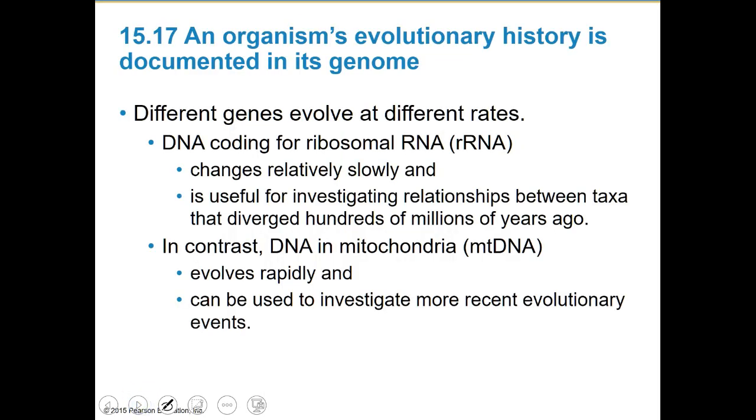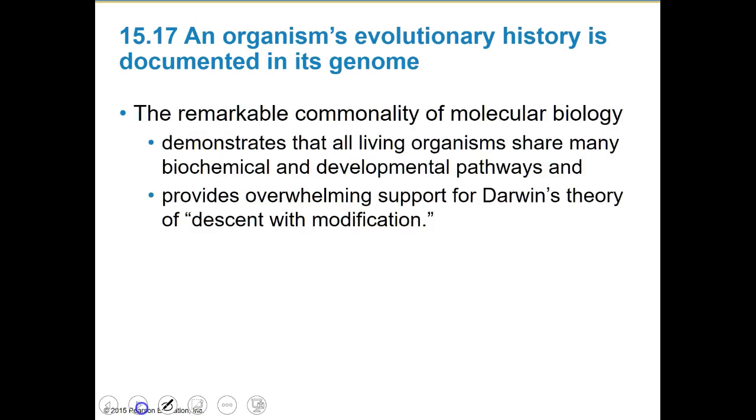So different genes evolve at different rates. DNA coding for ribosomal RNA changes pretty slowly, so it's useful for investigating these relationships. In contrast, mitochondrial DNA is kind of all over the place. It evolves rapidly. It's really used to investigate really recent events. So we know about how these things evolve and how they change over time, and that can let us know what kind of code we should be looking at.